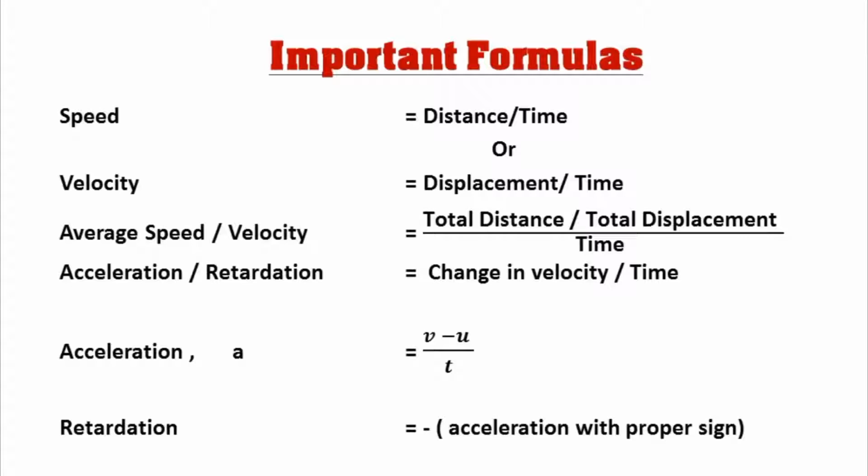Please be attentive. Retardation is equal to minus multiplied by acceleration with its symbol as negative. So you will get retardation as a positive. Minus into minus, it will become plus. Okay, now let us do some tough numericals of exercise 2A.